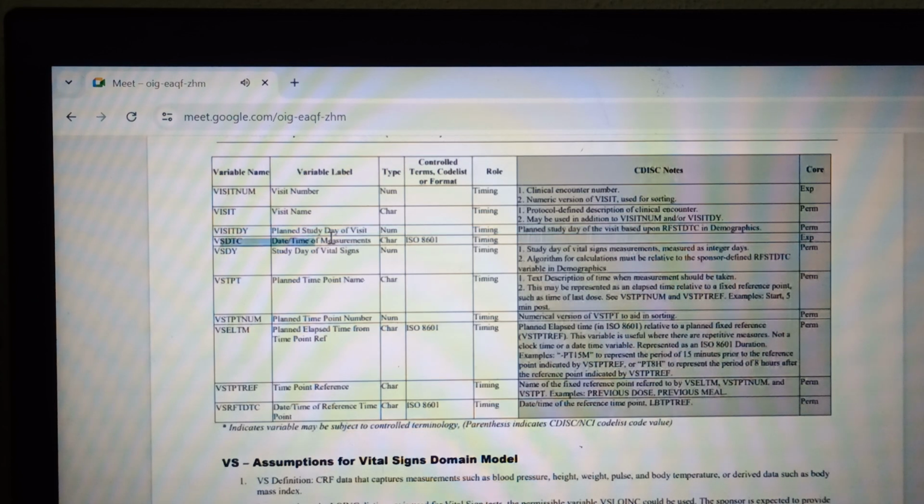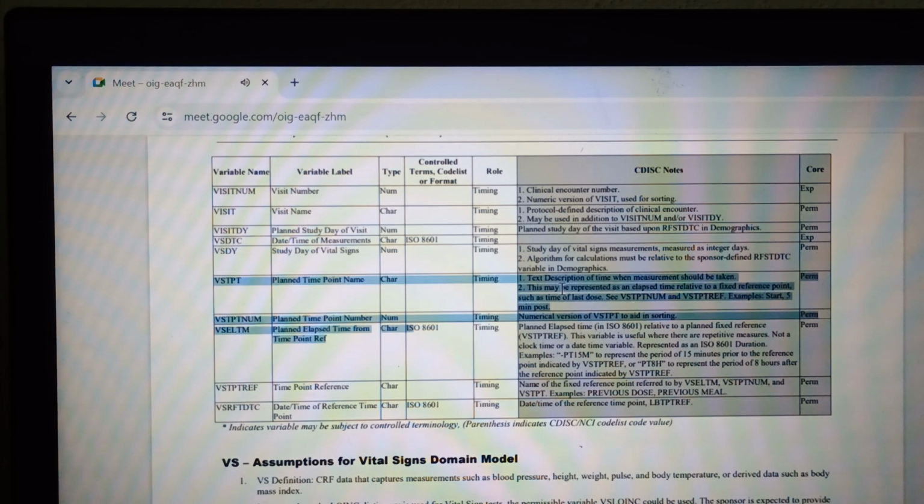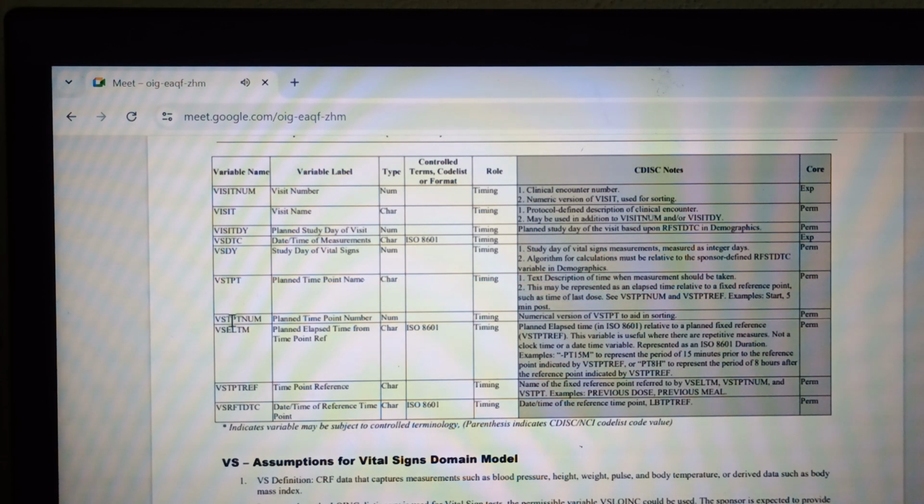Then next is VSDTC, vital signs collection date, the assessment date. Obviously we should have the date. This is going to be compared with your RFSTDTC and then derived. Then next is the time point, VSTPT, for example pre-dose, post-dose, 2 hours, 5 hours, 6 hours, 7 hours, 10 hours. These are the time points. Each and every time point will have a numeric number, that is VSTPTNUM.